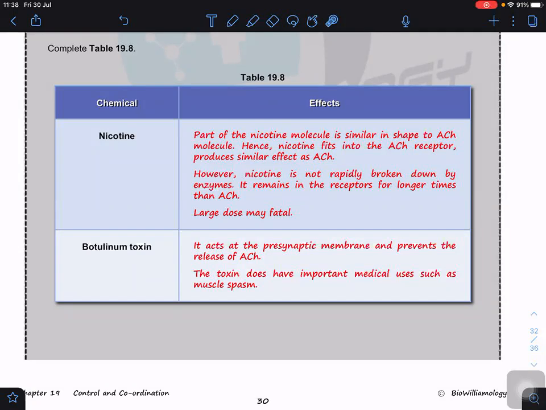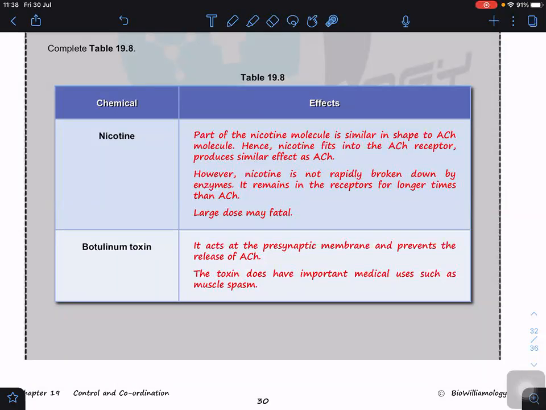So nicotine gives us an effect like this: if I want to do something, the signal sent to my muscle cell is not just one, it's continuous. So you think that you are very, very energetic, but it's not true, because nicotine actually fools our muscle. Your brain may say, okay, contract a while, but because of nicotine, you contract more. So you think that your muscle can do more work. That's not true, because nicotine is not rapidly broken down by the enzyme acetylcholinesterase.